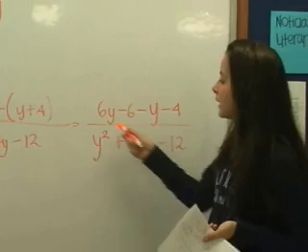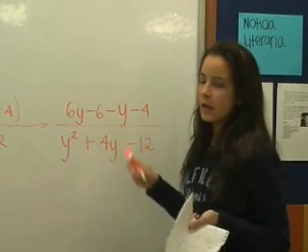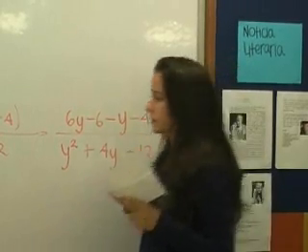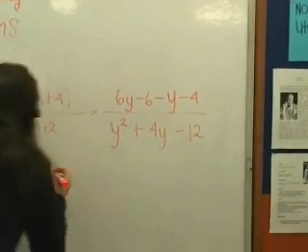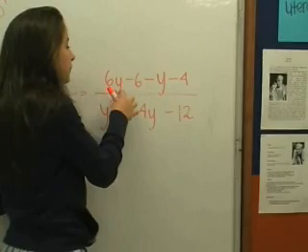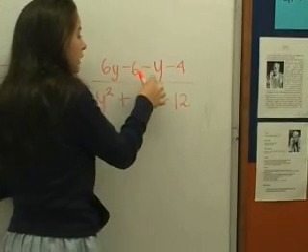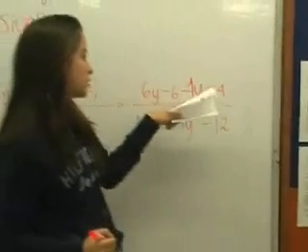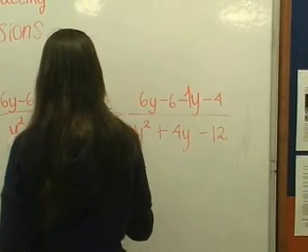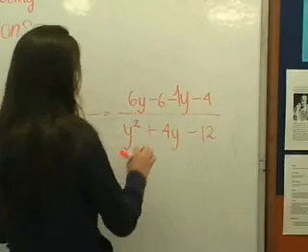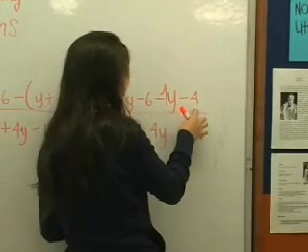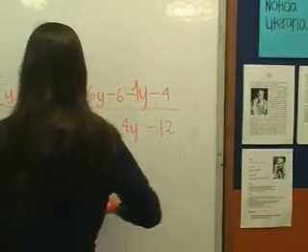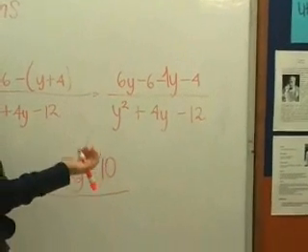Now we can combine the like terms and we can subtract the numerators. So it will be 6y minus y. Here we assume that it has a 1, so it's 6 minus 1, which is 5y. And then minus 6 minus 4, which is minus 10. And we leave the same denominator.